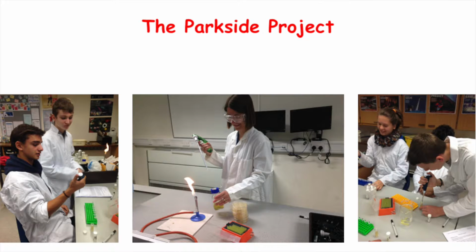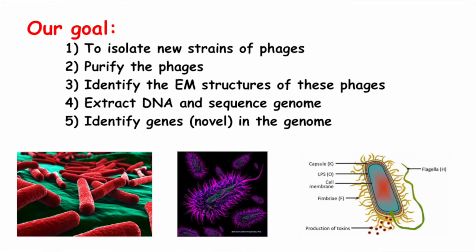So our process throughout 2 years has 5 key steps. In the first year, we isolate and purify new strains of phages by collecting samples of the phages ourselves. And in the second year, we carry out the final 3 steps, which is identifying the structure of the phages using electron microscopy, extracting the DNA from the phages, and identifying the genes.